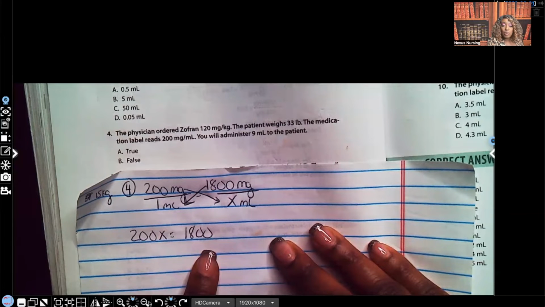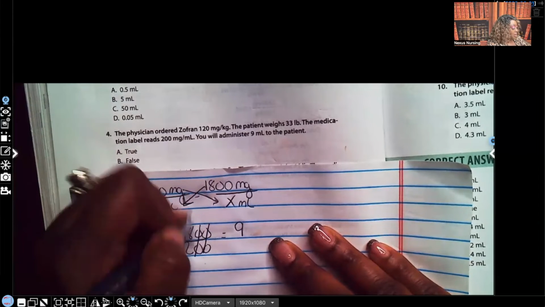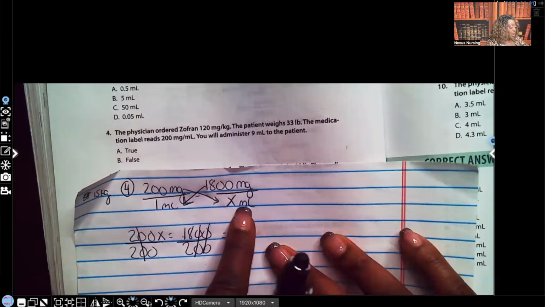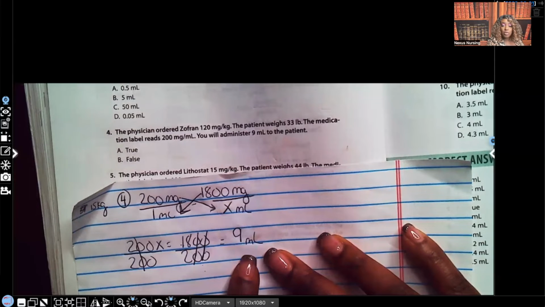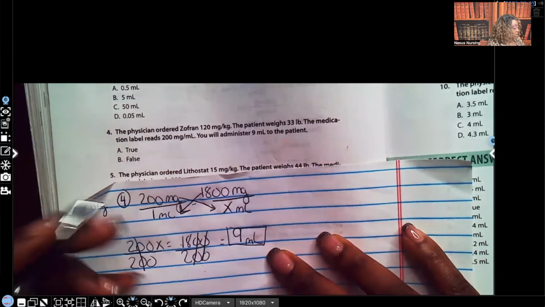We have to get X by itself. So what are we going to do? Divide by both sides. 200, 200. How many times did 200 go into 18? 2 goes into 18 9 times. So it's 9, but remember, we have to have our unit, 9 mLs. So saying we're going to give 9 ml, is this true? Yes, it's true. That's exactly what we're going to give. Let's check the answer. Number 4. Yep, true. That's what we're giving.